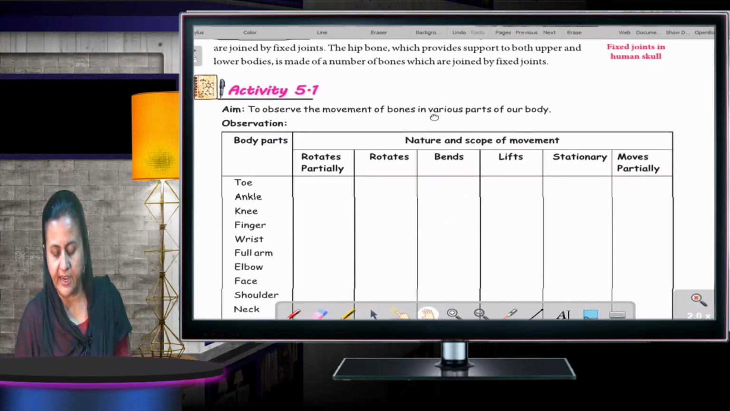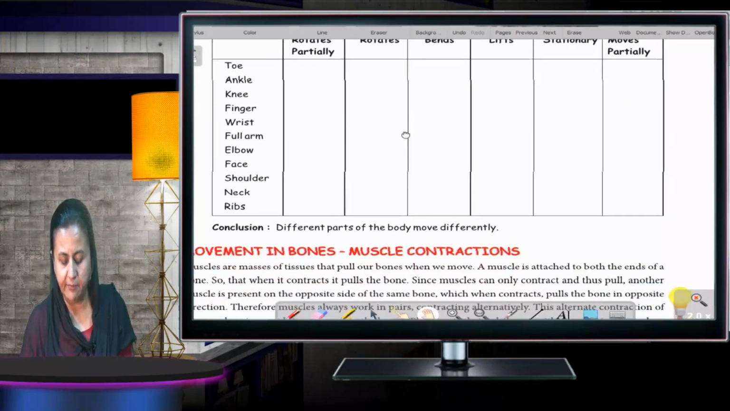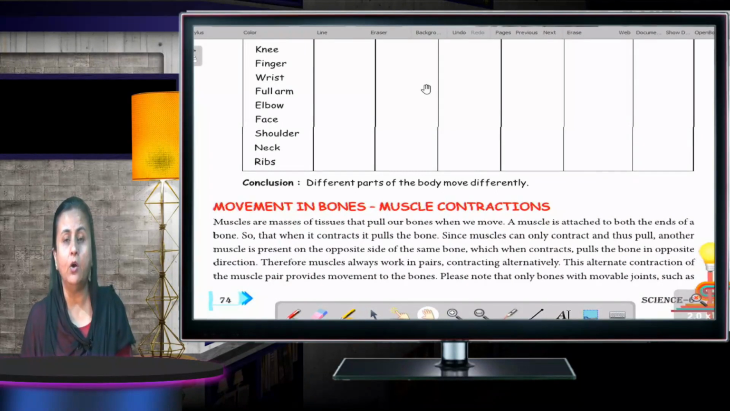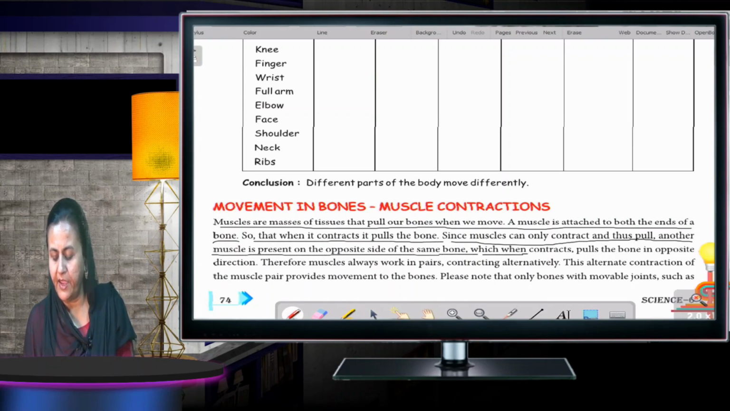Now there is an activity to observe the movement of bones in various parts of the body. Kindly go through it. There is nothing much to explain in this. Now, how is the movement done? With the help of muscles. The muscles contract, due to which the bones move. Muscles are masses of tissues that pull our bones when we move. A muscle is attached to both the ends of a bone so that when it contracts, it pulls the bone. Since muscles can only contract and thus pull, another muscle is present on the opposite side of the same bone, which when it contracts pulls the bone in the opposite direction.